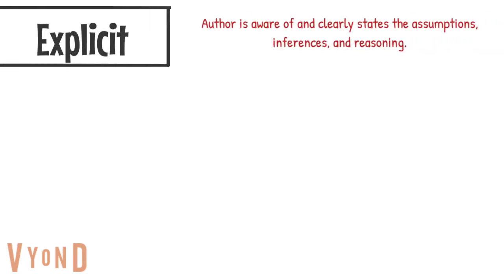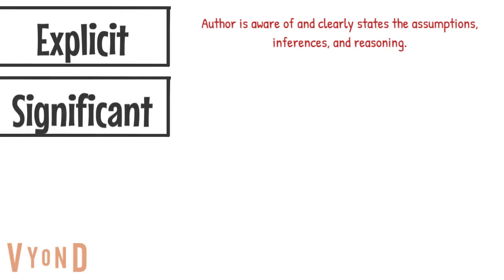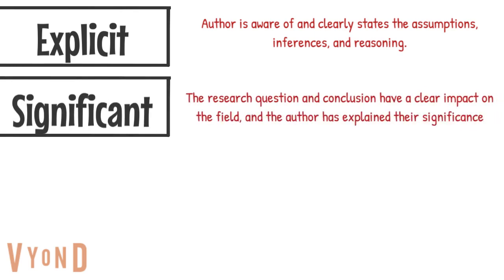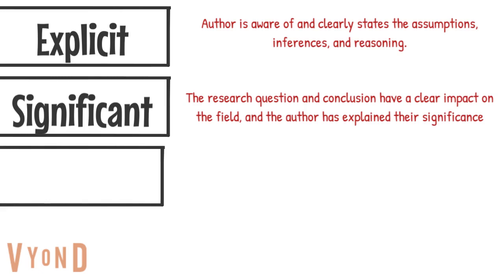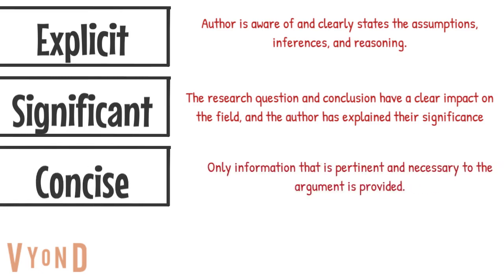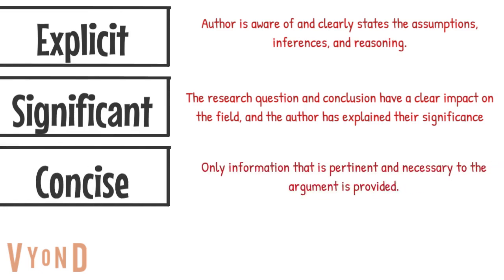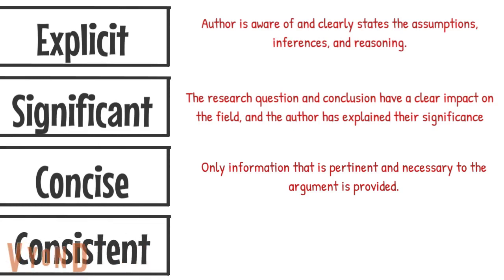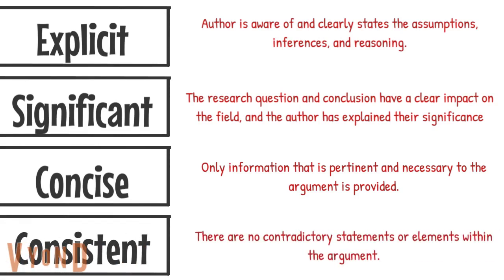Some characteristics of a well-crafted argument are being explicit. Here the author is aware of and clearly states the assumptions, inferences, and reasoning that connect the different parts of the work together. It should be significant. The research question and conclusions are not trivial but have a clear impact on the field, and the author has explained their significance. It should be concise. Only information that is pertinent and necessary to the argument should be provided, and it should be consistent. There are no contradictory statements or elements within that argument.